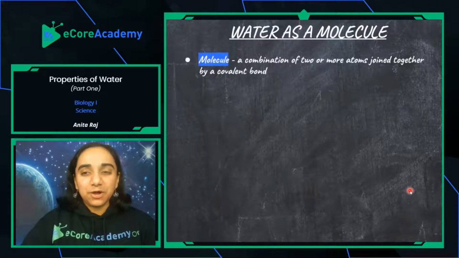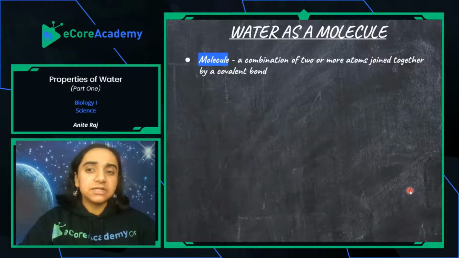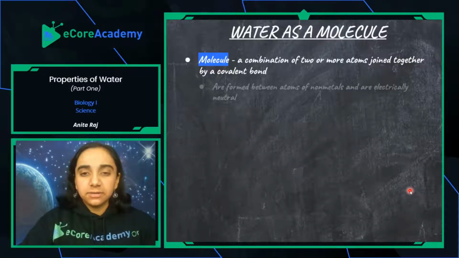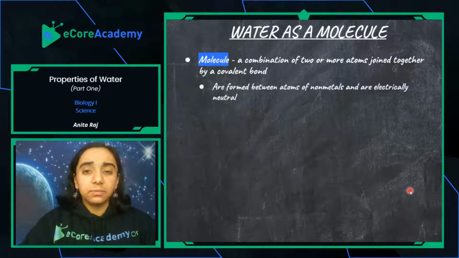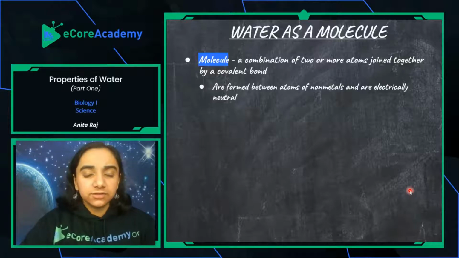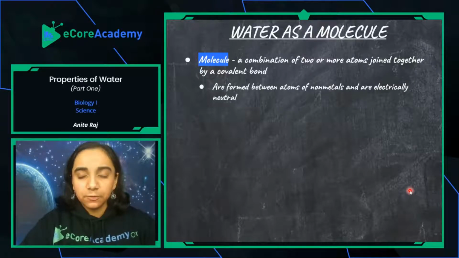So let's talk about water as a molecule. First, let's define what a molecule is. A molecule is a combination of two or more atoms joined together by a covalent bond. Typically, you will find molecules are formed between atoms of nonmetals and are electrically neutral. For example, in a water molecule, you have an oxygen bonded to two hydrogens. They're all nonmetals, so they're found on the right side of the periodic table.